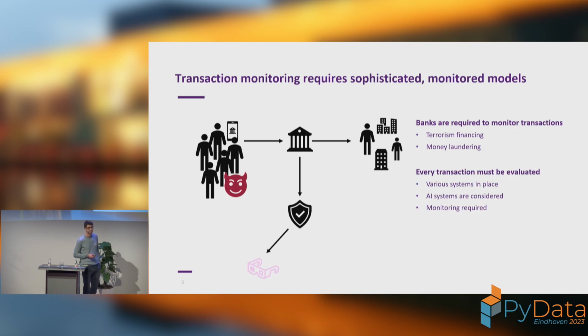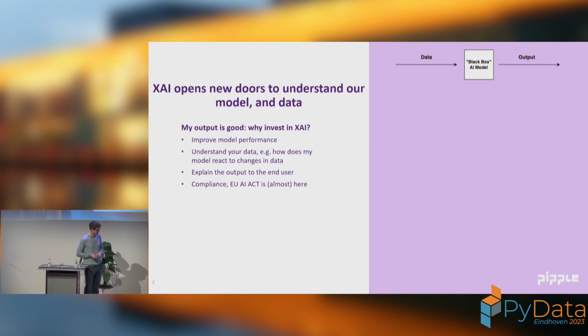There are various systems in place, from really manual inspection to automated rule-based systems, but also now looking more and more into AI systems. Monitoring is required. The Dutch National Bank has their own thoughts about AI solutions. They're a bit more conservative than we are, but they're slowly warming up to it. But in any case, whatever you do, you have to really monitor your solution and be able to explain how you come to outcomes. And this, of course, is where explainable AI, or XAI, comes into play.